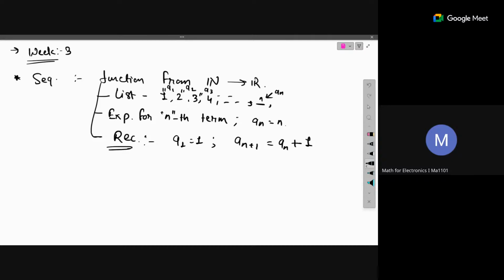Now, there are 4 types of sequences we want to know: bounded, unbounded, monotonically increasing, and monotonically decreasing sequences. So let's start with bounded sequences.